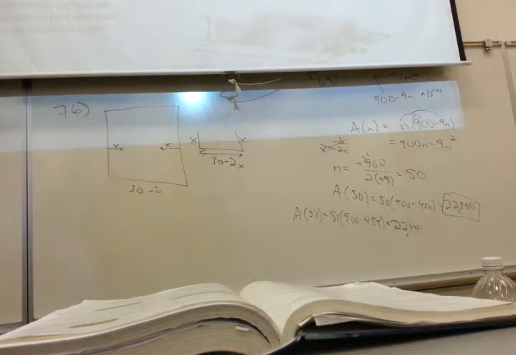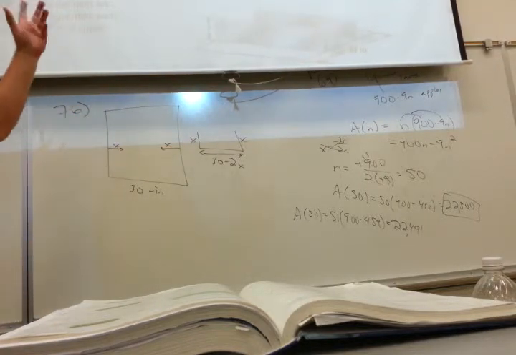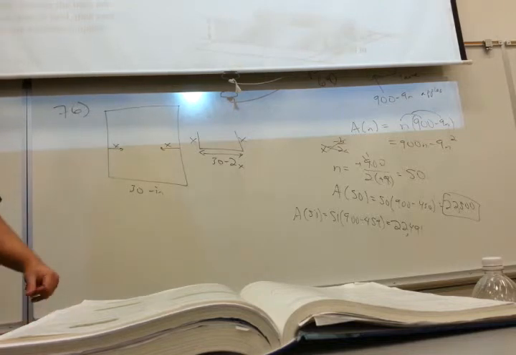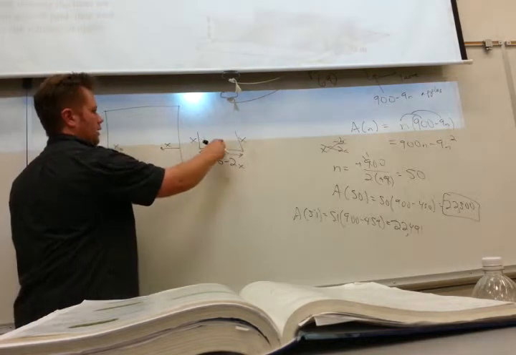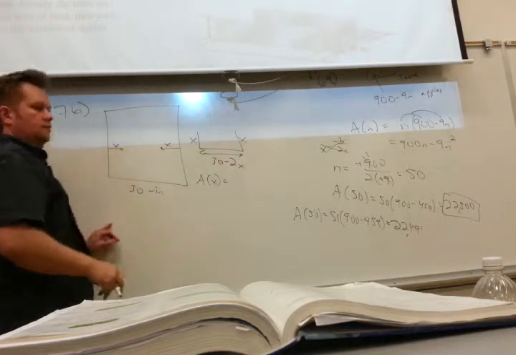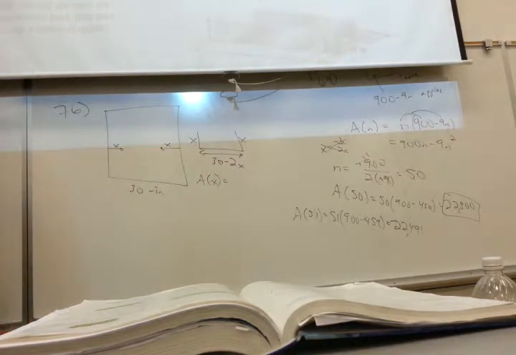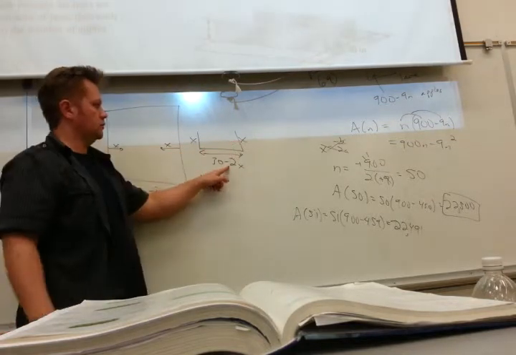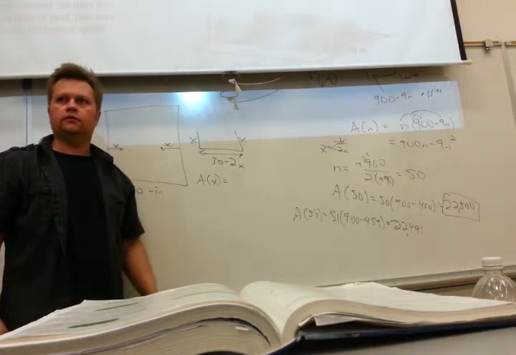So what did I say? Find a function that models the cross-sectional area of the gutter in terms of x. So what would the area of this be now? Don't overthink it. 30 minus 2x. Yeah, it's just going to be x times 30 minus 2x. Just a little rectangle now.